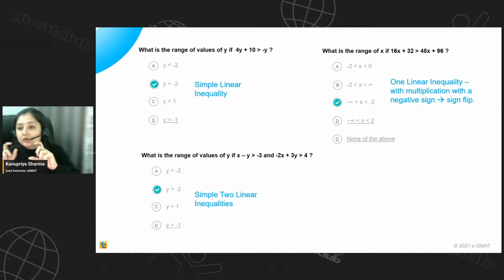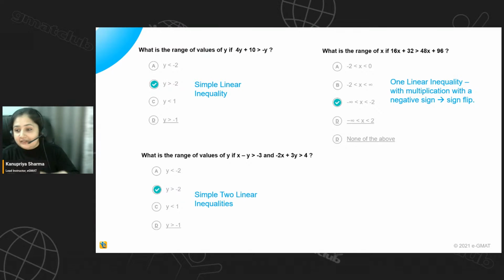So if any of your answers out of these three is incorrect, it means you need to go back to linear inequalities and revise those concepts, because these questions are very simple questions based on those concepts only. So if you faltered here, it means you do not know how to solve these questions.